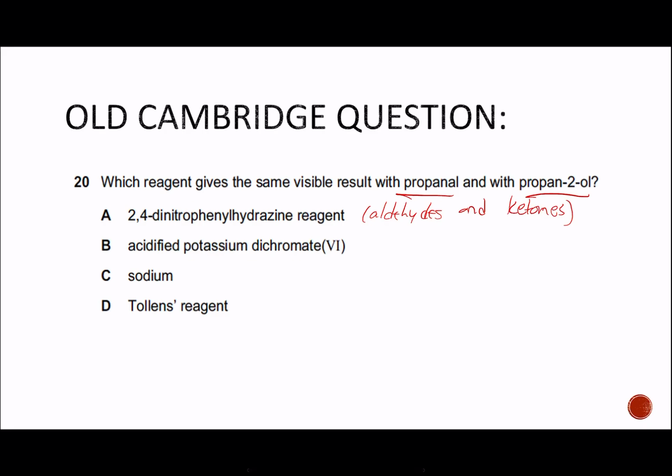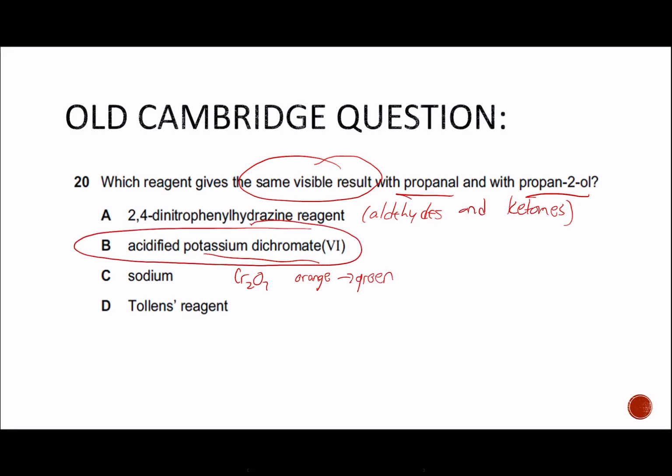The next one, let's look at this. Cr2O7 will oxidize an aldehyde to a carboxylic acid, and it will oxidize a secondary alcohol to a ketone. So in both scenarios, it would turn from orange or yellow to green, and therefore will give the same result. So your answer is acidified potassium dichromate. Sodium reacts with alcohol, but not with propanal. And Tollens' reagent is something you'll see in a little while.